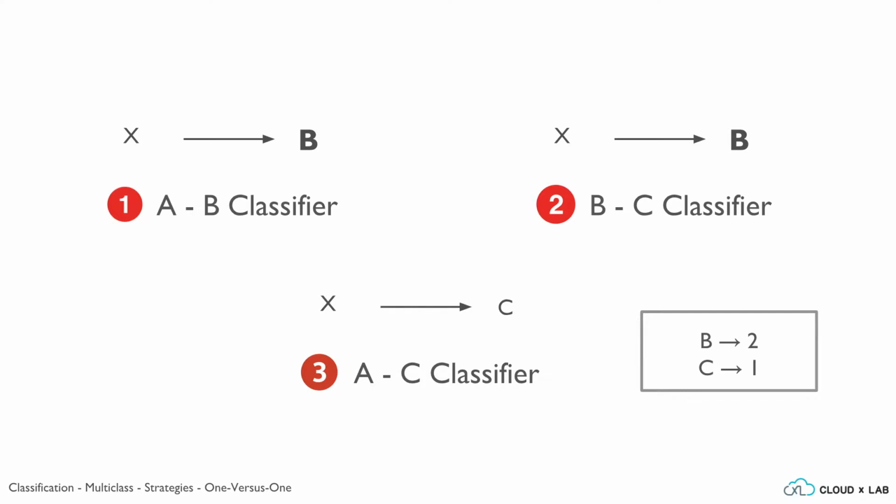If there are 10 classes, the total number of pairs of 2 classes will be 45, which means we will have to train 45 classifiers. If there are 100 classes, the total number of pairs will be close to 5,000, which means there will be 5,000 classifiers that we need to train.